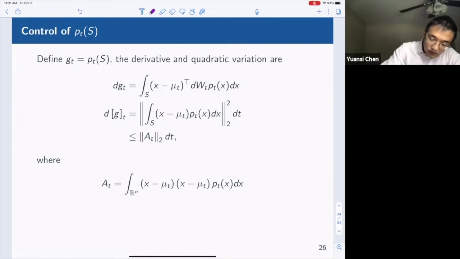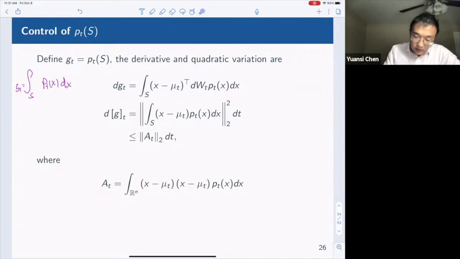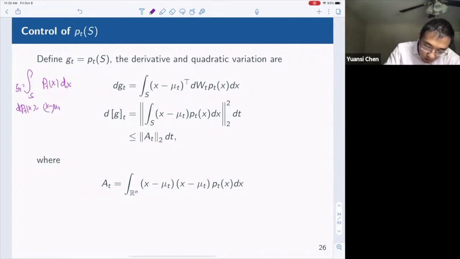So what is this PTS? We define GT as PTS, just the integral of PTX dx. This is very simple. And we can try to take the derivative of this PTS, or take GT. DGT will be, now you see the random linear part appear. This is because we had proved that this is a martingale, right? So when you take the derivative, this dpt appears, the random linear part appears, okay?